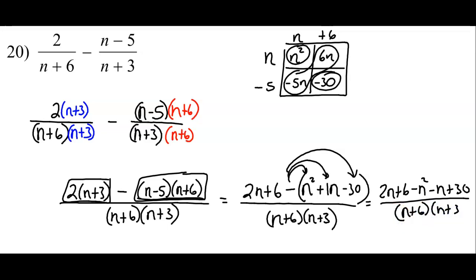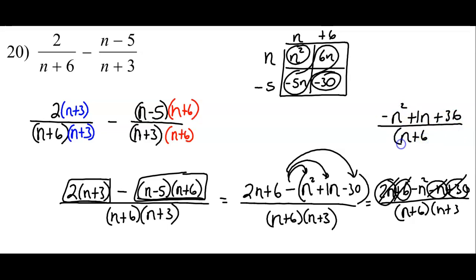And at this point, we're going to combine any like terms that we can. So the 2n and the negative n, you could put those together to make a positive 1n. The 6 and the 30 can go together to make 36. And then we have that negative n squared in the front there. And there you go.